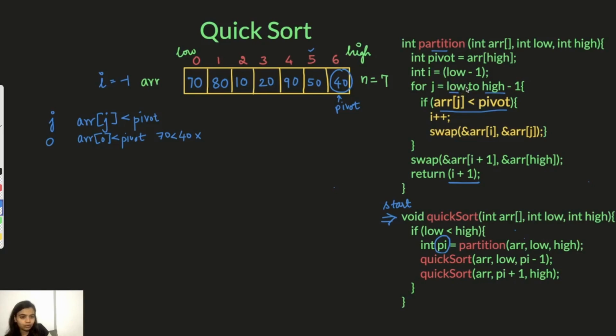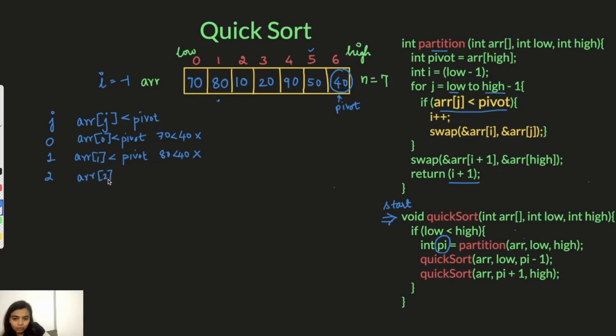We again go through the loop. So j becomes 1 this time. Is array of 1 less than the pivot? Array of 1 is 80. Is 80 less than 40? No. So we don't do anything. We again go through the loop. Now j increments to 2.